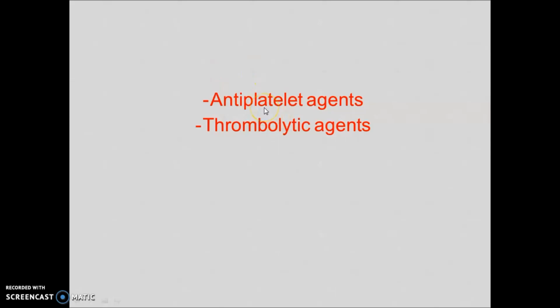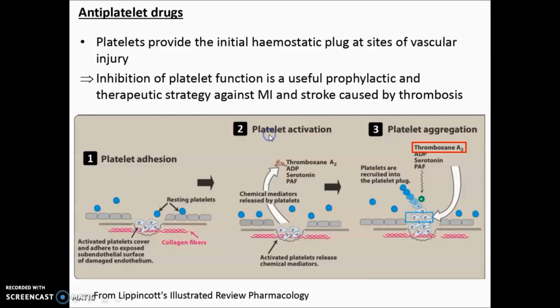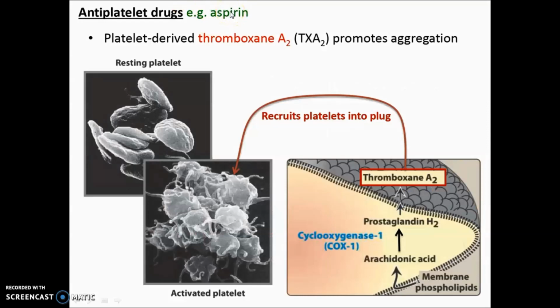Now we'll talk about the antiplatelet agents and thrombolytic agents. As we have seen, the platelet helps in the primary hemostatic mechanism by platelet adhesion, platelet activation and platelet aggregation. In this platelet aggregation, remember this molecule, thromboxane A2. Now the best example of an antiplatelet drug is aspirin. When thromboxane A2 gets activated, it helps in activation of the platelet. It will convert your resting platelet into the activated platelet.